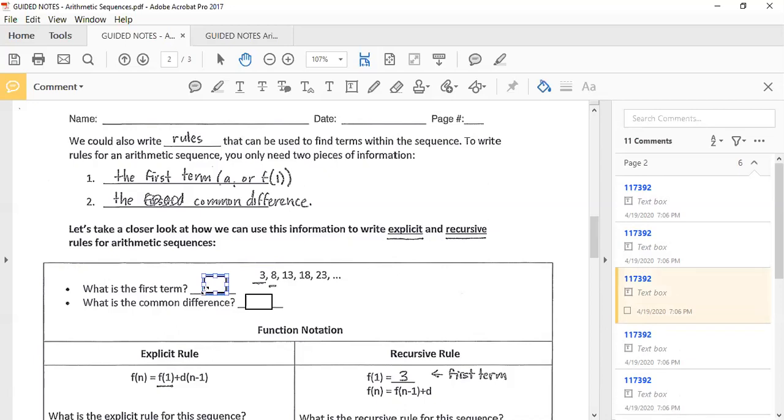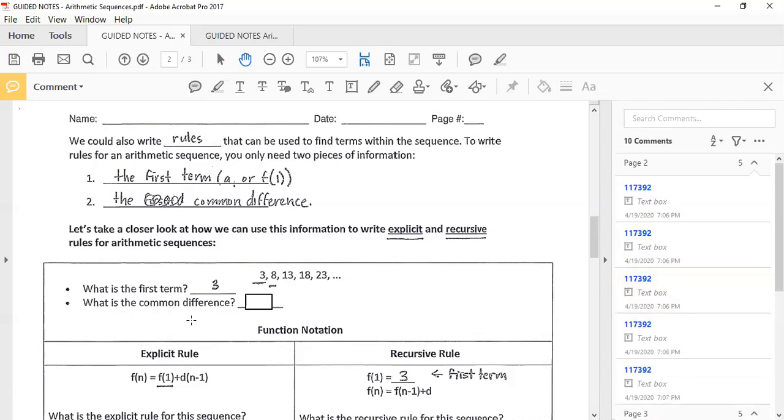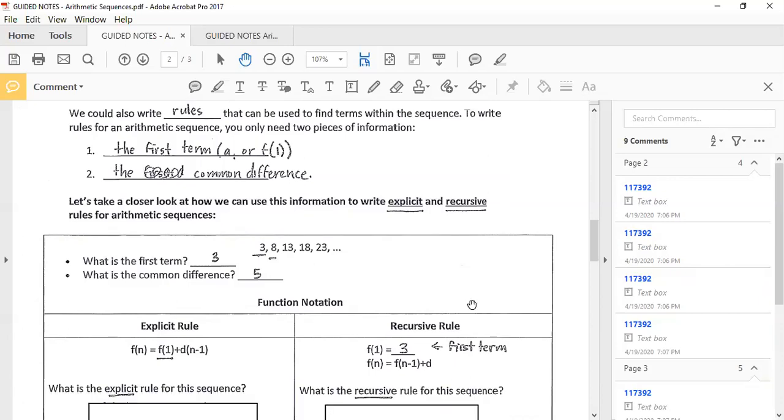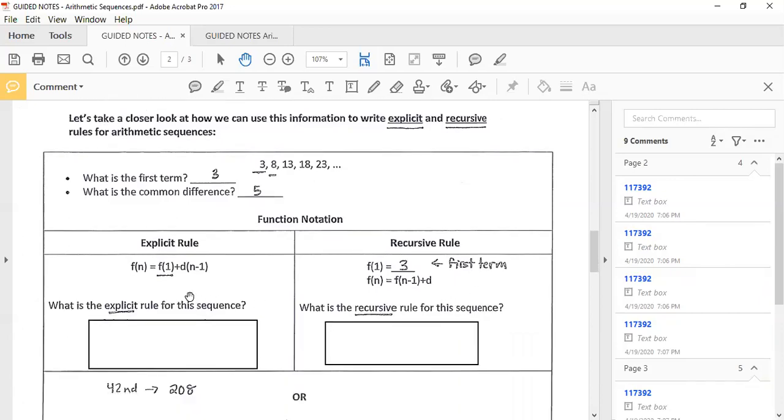First term is, yep, 3. And the common difference here, I would go from 3 to 8, 8 to 13. So the common difference is plus 5 each time, okay? So if I'm doing an explicit rule over here, I can do the same sequence.